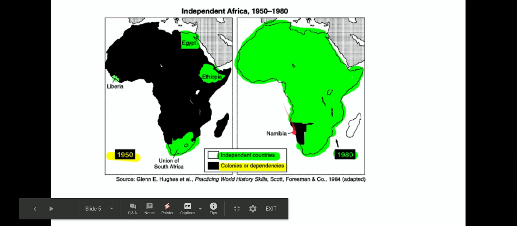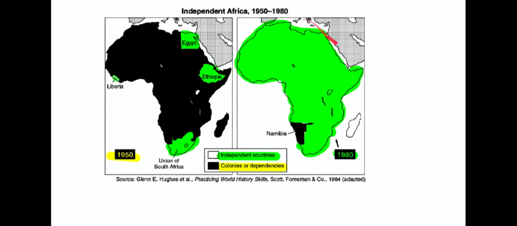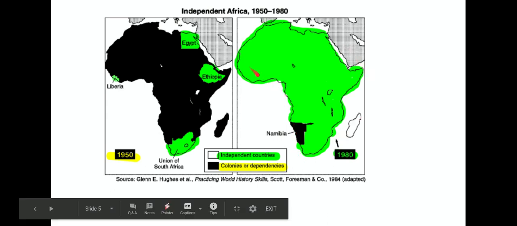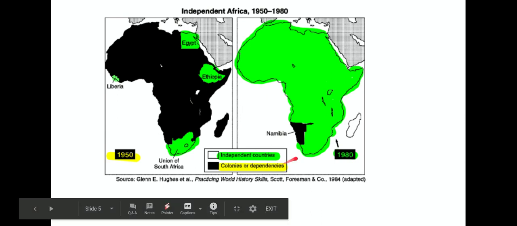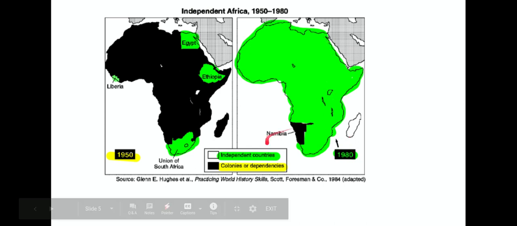If you look over to the right side, you'll notice that wow, the whole map of Africa is basically green, and only Namibia remains as a colony or dependency by 1980. So what's the trend here? What's happening from here to here? Well, countries are becoming more independent. From 1950 to 1980, we see the independence movements of Ghana, Algeria, Kenya, and many others.